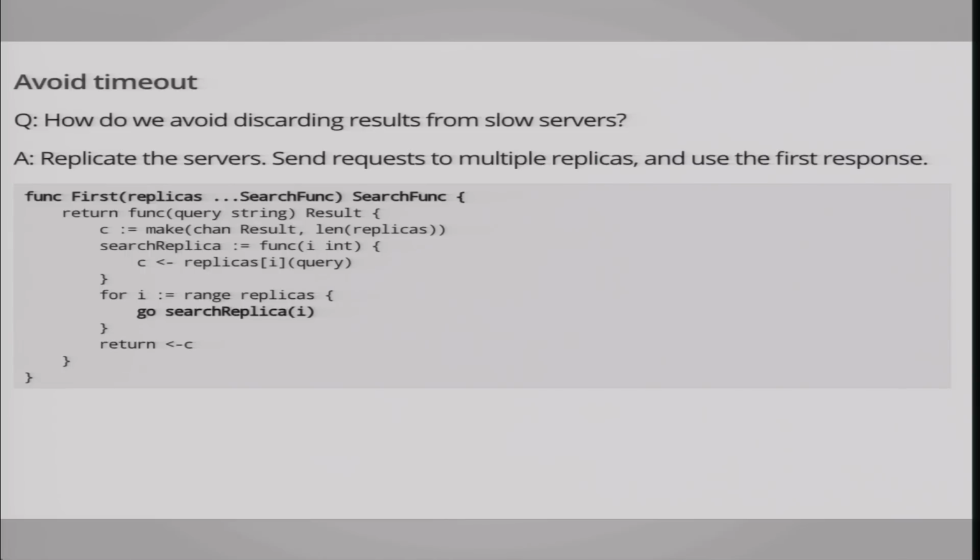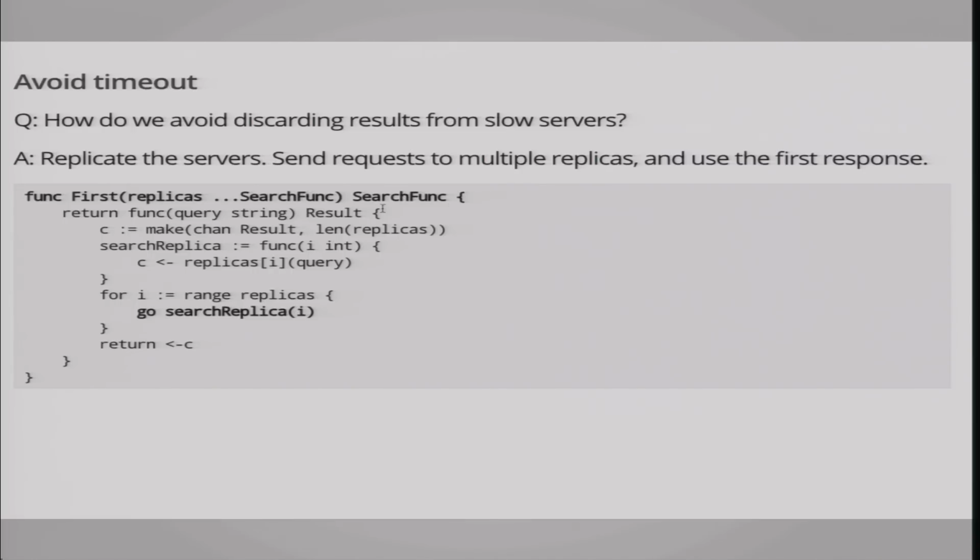So let's define a little helper function. I've called it first. First takes any number of replicas. This ... syntax is Go syntax for a variadic number of arguments. And it's just available to the function as a slice. You can index it and range over it the same way you would any other slice. So first is going to take a list of search functions, and return a search function.